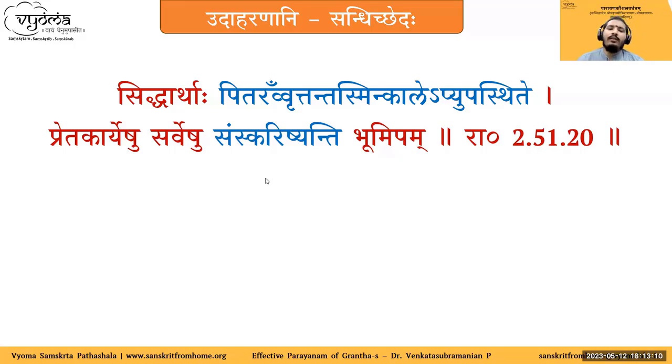Vrittantasmin. There exists a sandhi. What is the split? Vrittan and tasmin. Yes. Is the split correct? Okay. How to split it? Vrittan with a nakara on the left hand side and tasmin on the right hand side. We already have it. If we split? Yeah.